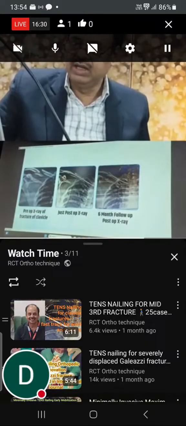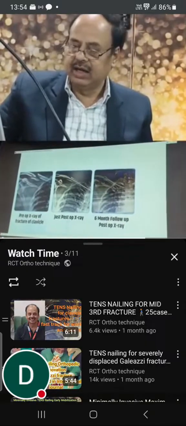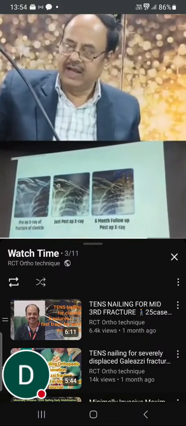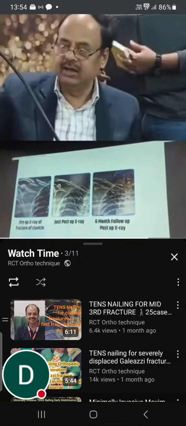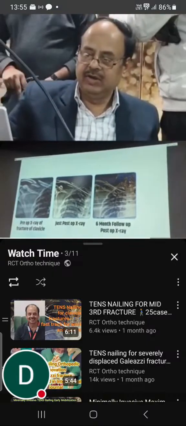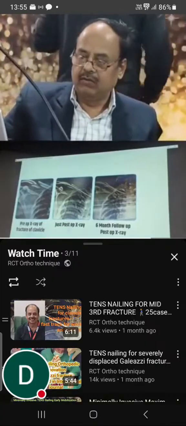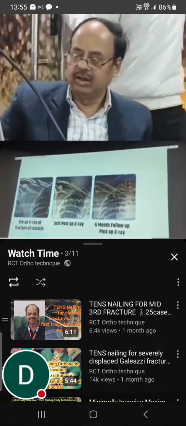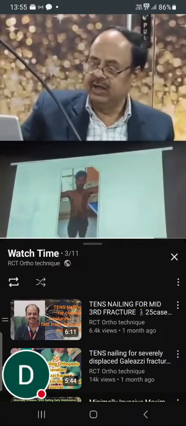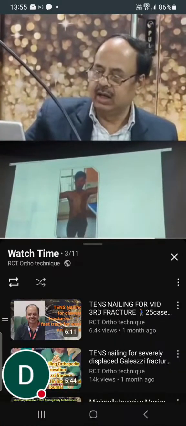And this is a 15B3 fracture. Ideally, it should be treated by open reduction and internal fixation with plate and screws. But we did titanium elastic nailing in this case also, and you can see the beautiful union of the fracture at the 6-month follow-up period. So this is the functional result.